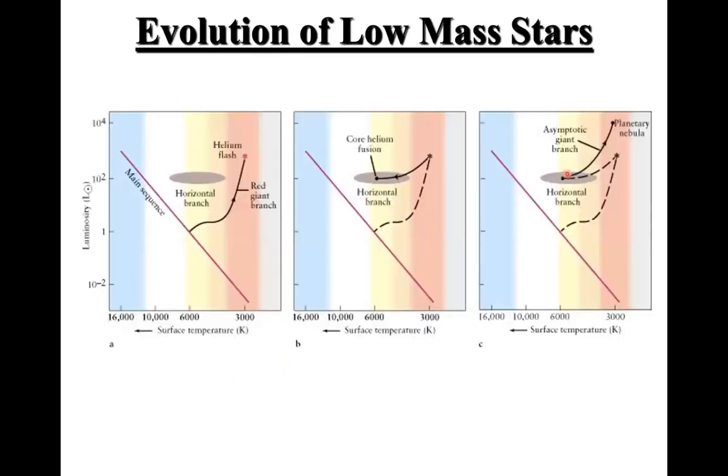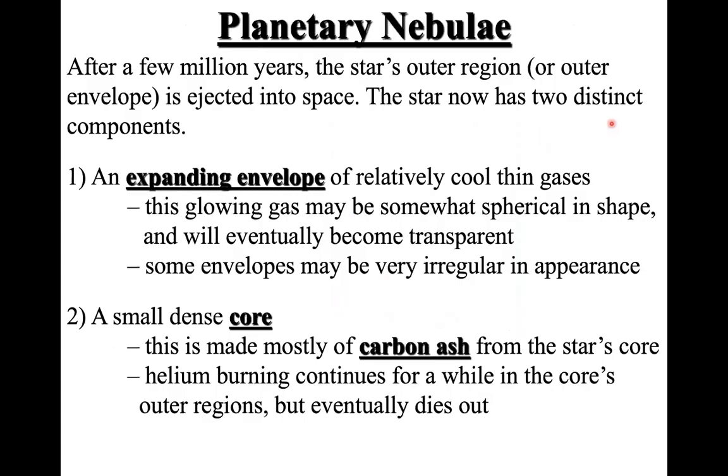So this is what you see here. After you have the helium right here, you have the helium fusion, and after that you have carbon ash. At the same time, with the hydrogen shell and the helium shell burning in the outer region, the star will get expanded and will go through this region. And once you go up right here, you will have two components in the star, that is this expanding envelope in the outer region, and then you have a very small dense core which mainly consists of carbon ash, right?